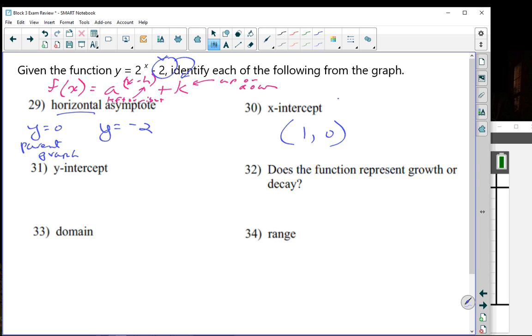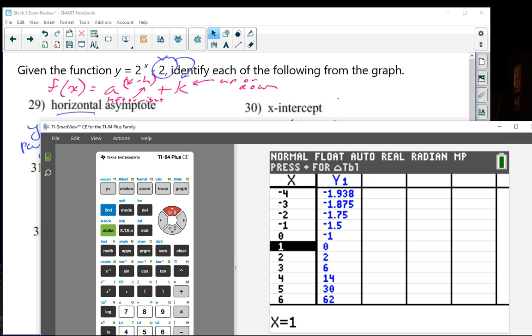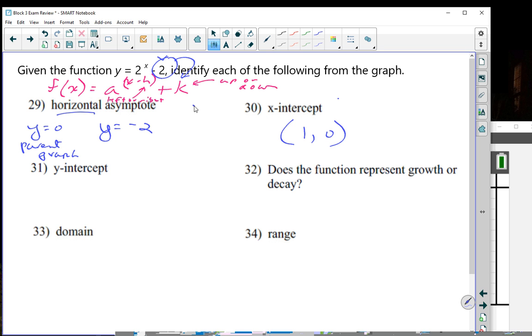How do I find the y-intercept? What am I looking for? Yeah. So if you look right above it, the x is 0. So that makes y -1. So it's going to be 0, -1. Where it's crossing the y-axis, right?